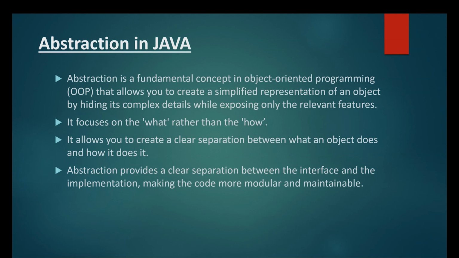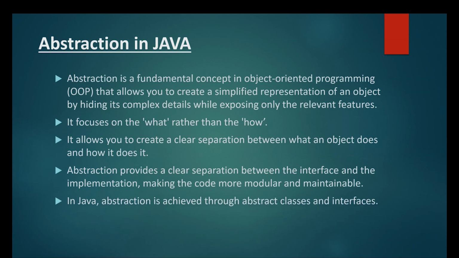The last point about abstraction is how it is achieved in Java. Right? So abstraction is achieved in Java using two things. One is abstract classes, and the other is interfaces. Okay, that's the last point about abstraction in Java. So I'll make a separate video about abstract classes and interfaces, but let's have a brief look at what abstract classes and interfaces are.